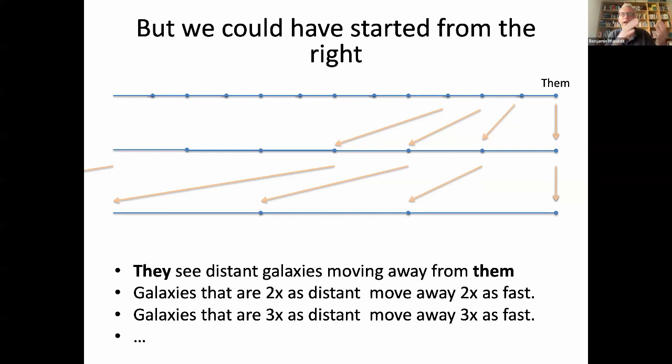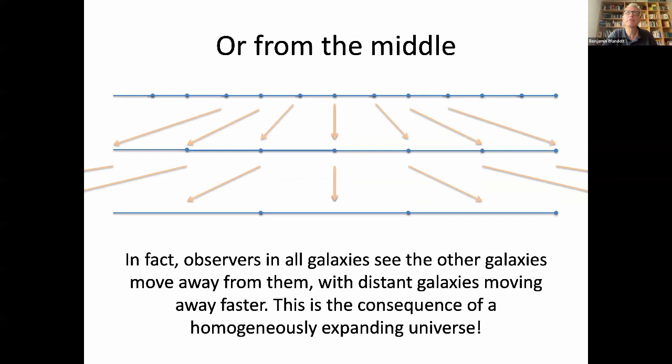In fact, I could have started anywhere. I could have started in the middle, and in the middle the galaxy stays there, these galaxies move away. So in a homogeneous universe, all galaxies see all the other galaxies moving away from them, with distant galaxies moving away faster. This is just a consequence of a universe that expands homogeneously.